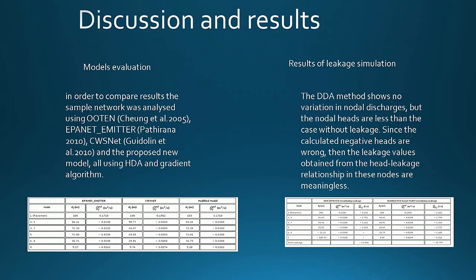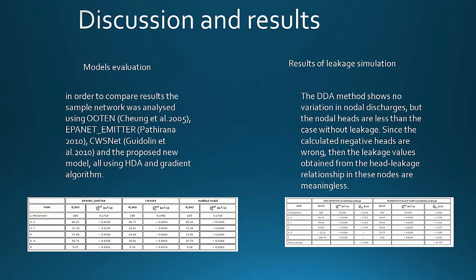Now, on descriptions and model evaluation. In order to compare the results, the sample network was analyzed using three programs: EPANET, WaterNet, and the modified model. In these tables, we can observe the differences between the three programs.